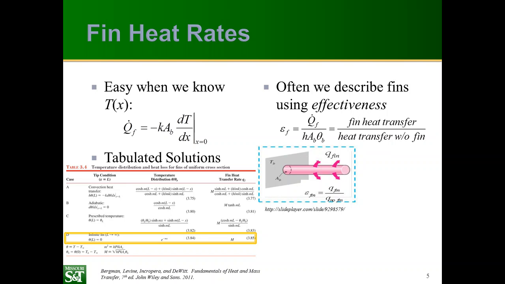And we want it to be as high as possible, but for a fin to be economical, it should be at least greater than 2. We can also look at the fin resistance. We can look at the resistance of the fin, which is just temperature difference divided by heat rate, and we can look at the resistance of just the base, which is 1 over hA, and we can define the effectiveness as the ratio of those resistances. So it's just another way of finding fin effectiveness.